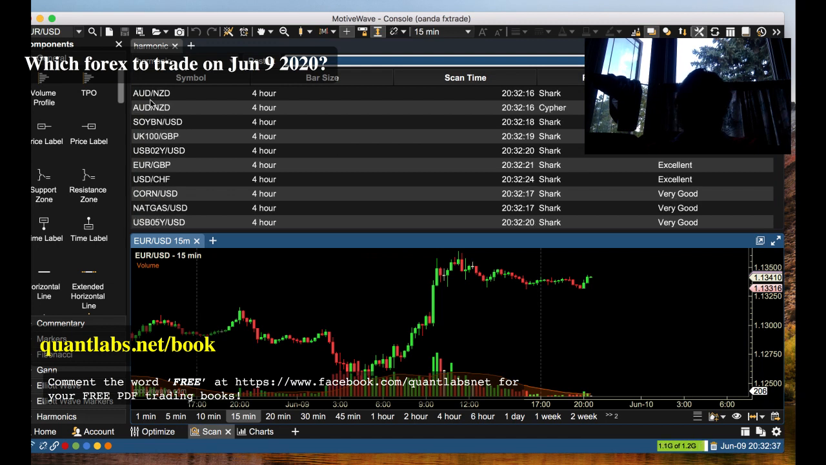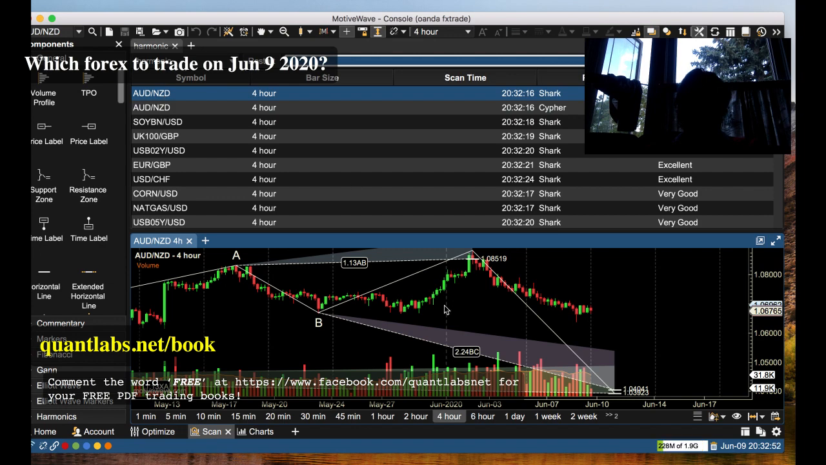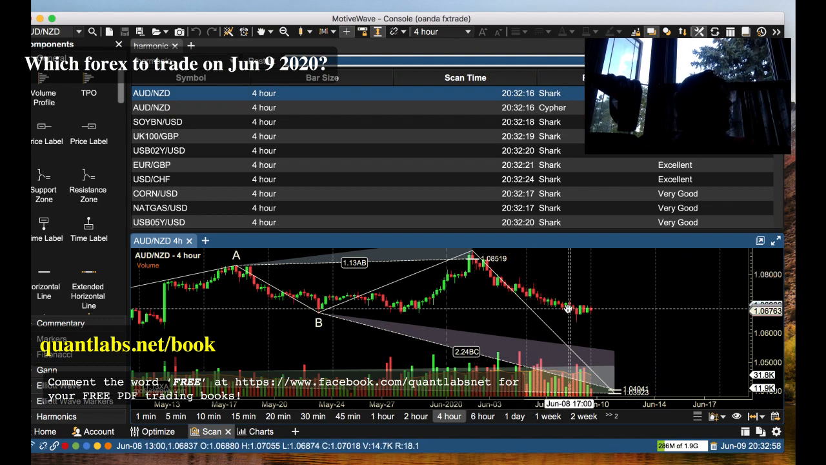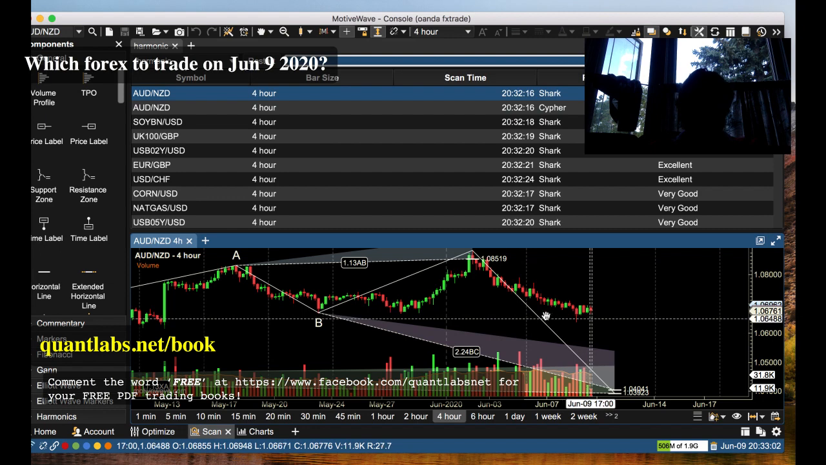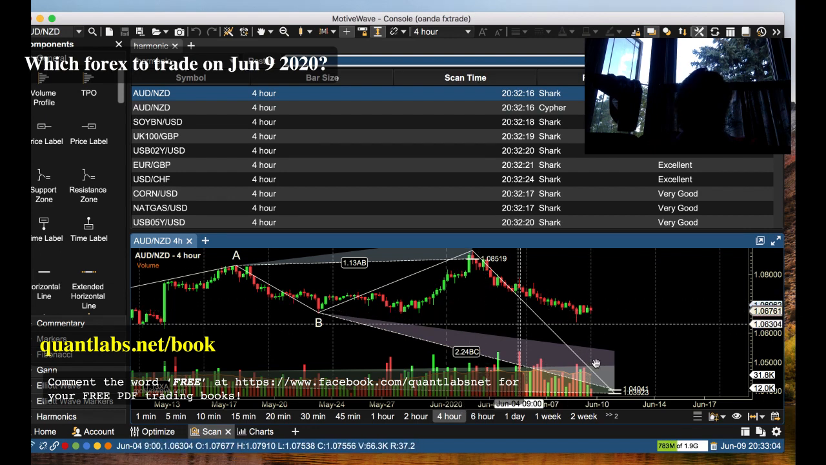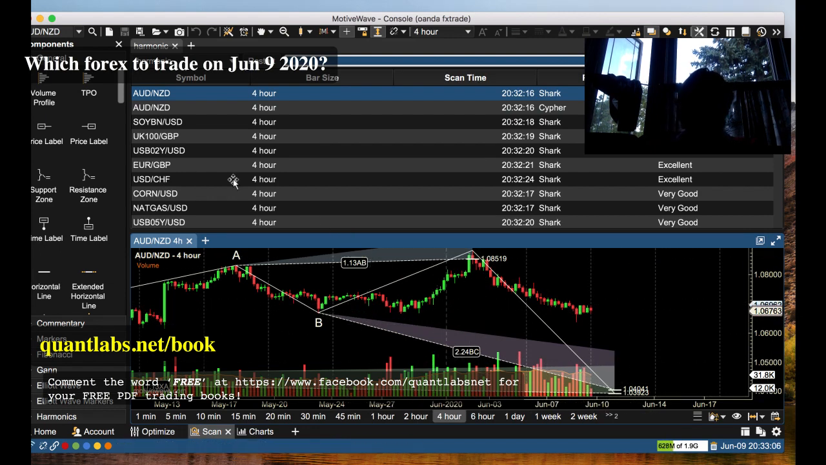Okay, here we are. So we have Australia, New Zealand, Euro against the pound, the British pound, and the US against the Swiss franc. So this is what we're going to look at. First thing is we're going to look at, this is a shorting opportunity, but right now I'm just going to focus on long. And we get this long decline here, as you can see. And we're not going to partake in those right now. So let's move on to the next one.